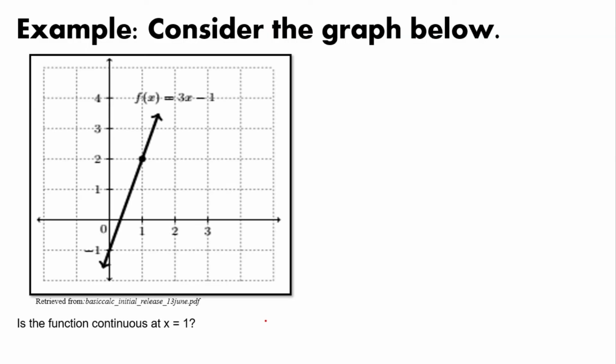So let us consider the graph below. We are given the graph of f of x equals 3x minus 1. Is the function continuous at x is equal to 1? By inspection, let us check whether there is a corresponding y value for x is equal to 1. So x is equal to 1 is here. I-project natin sa taas until mag-intersect tayo dun sa line, which is, the y value for x is equal to 1 is equal to 2.